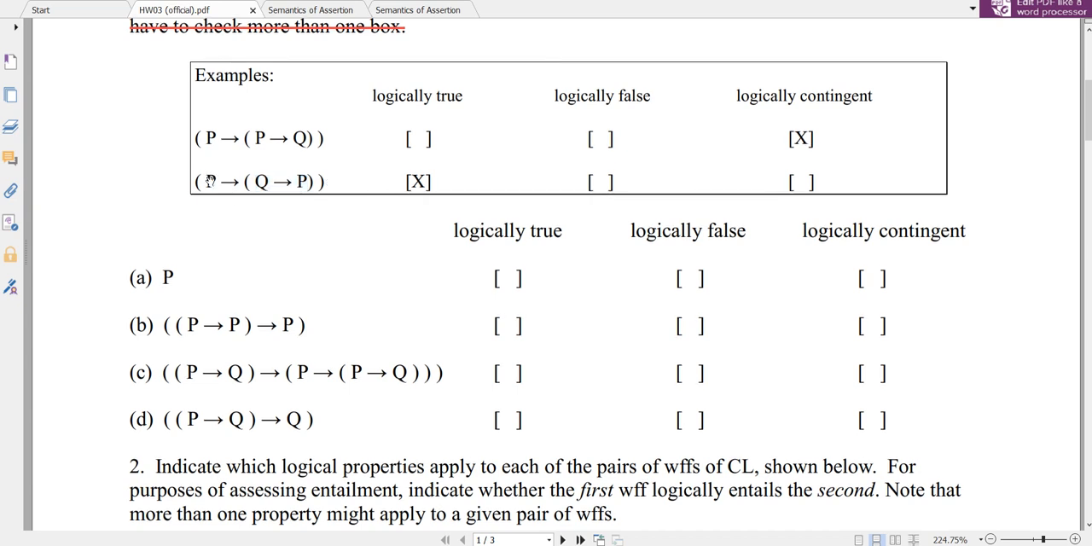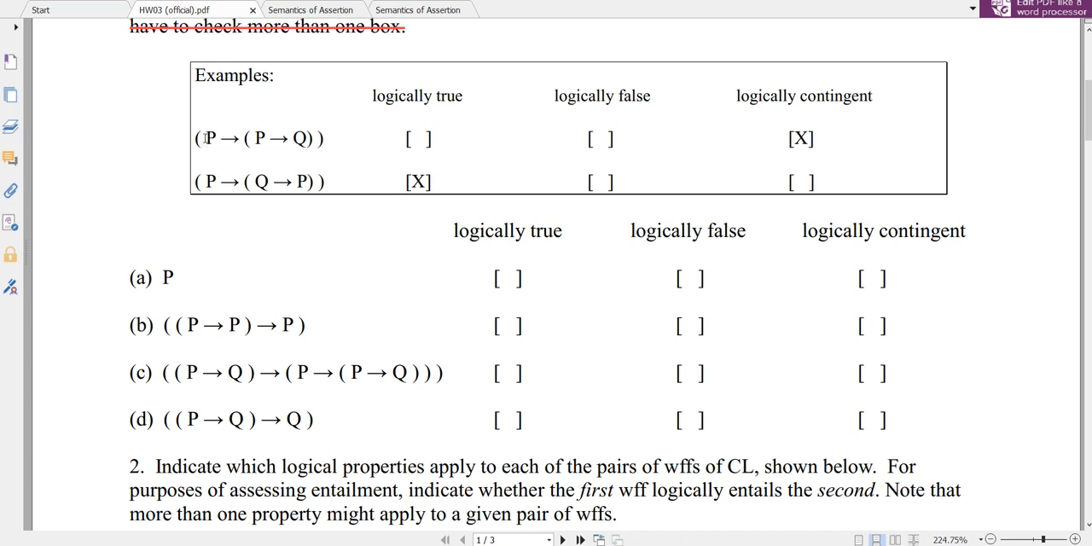And then if P is false, well then this is false, but then the whole thing is true because there's a false antecedent in this whole thing. So it doesn't really matter what you assign to Q. The models of P are what determine its truth value, and it ends up being true in every model. So it's logically true.